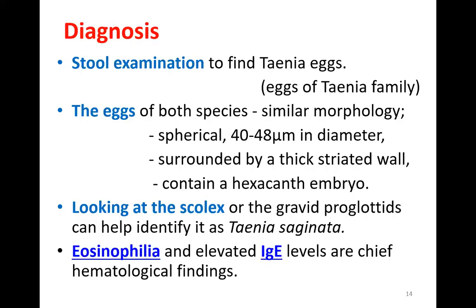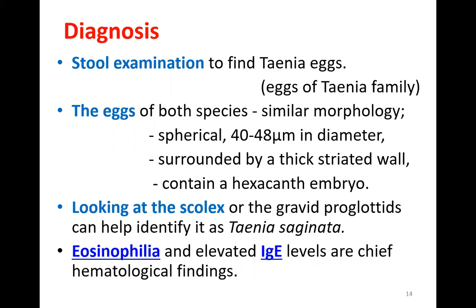The eggs of both species are similar in morphology. They are spherical, measuring 40 to 48 microns in diameter. They are surrounded by a thick striated wall, and they contain the hexacanth embryo. Looking at the scolex and gravid proglottids can help identify it as Taenia saginata.